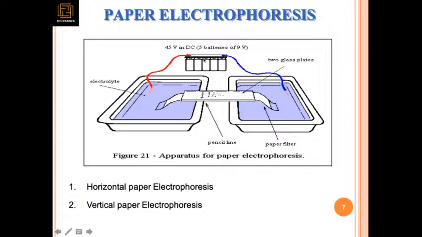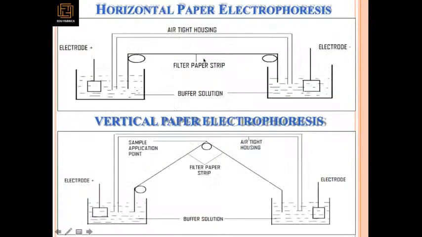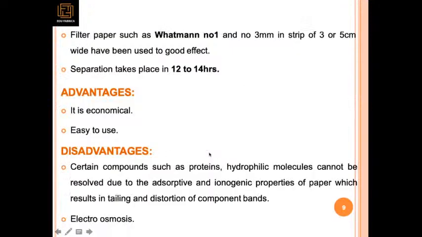This is of two types again, paper electrophoresis: horizontal and vertical. In the horizontal, you have two different buffer solutions, and you add your electrodes, positive and negative, and you add a filter paper strip on top, with an airtight cover on top. In between these, the migration of your DNA or anything else happens. Whereas in the vertical, everything is the same, it's just that instead of horizontal, it's on a vertical strip.